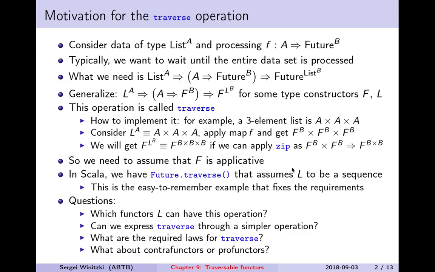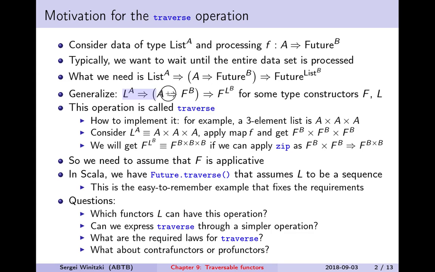Now in Scala, we have a very limited version of this traverse, which assumes L to be a sequence. So it's not based on this idea of being traversable as such. It's just that one of the properties of a sequence is that you can implement this operation, and we'll see why that is so. But for me, the example with lists and futures, or sequences of futures, is the easy to remember example that helps me remember the requirements for the traverse operation.